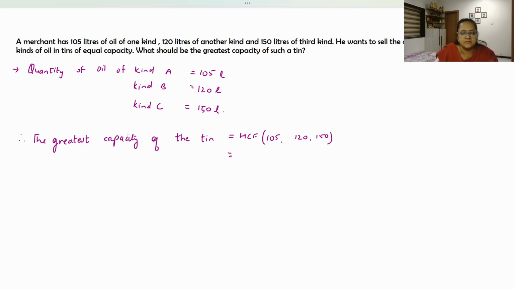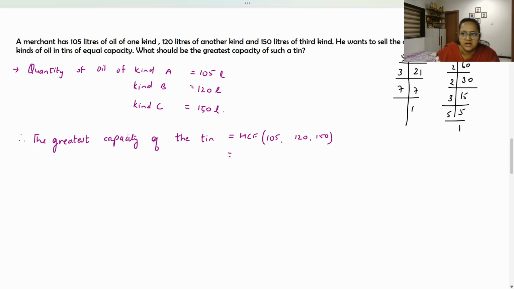Now again, we'll factorize it. On factorization, what are the factors? 105: 5 21s are, 3 7s are, 7 1s are. 120: 2 into 60, 2 30s are 60, 2 15, 3 5s are, and 5 1s are. Last, we're looking at 150. So again, we have 5 into 30, 5 into 6, 2 into 3, 3 into 1.